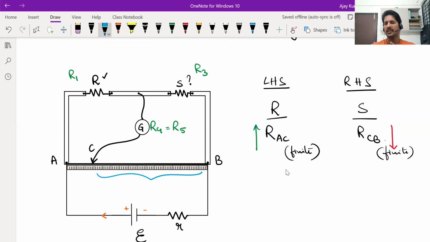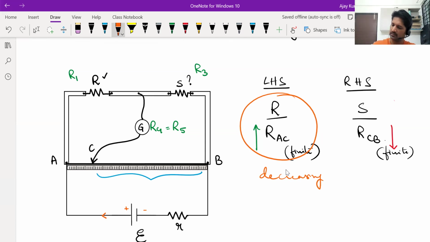We'll discuss later. So when the jockey was connected at A, left-hand side ratio was too large, right-hand side was finite. But now what we are doing is, we are decreasing the left-hand side ratio and we are increasing the right-hand side ratio. Okay. So as we keep moving the connector C or the jockey C away from A, this ratio will go on decreasing. From infinity, this will keep decreasing. And this ratio will keep increasing.